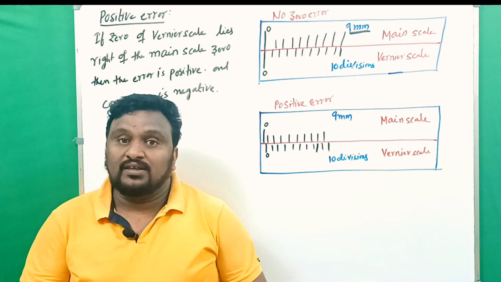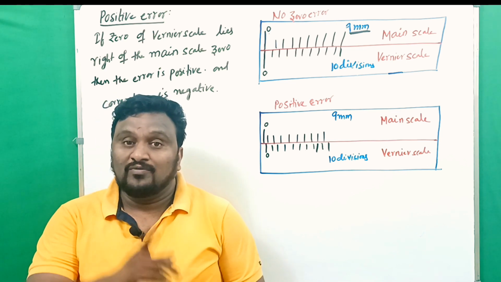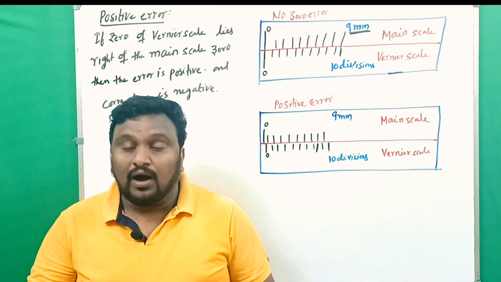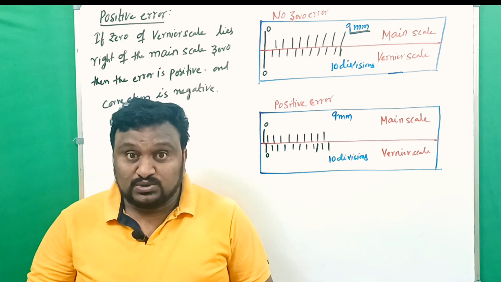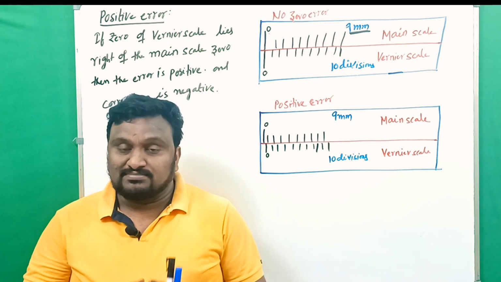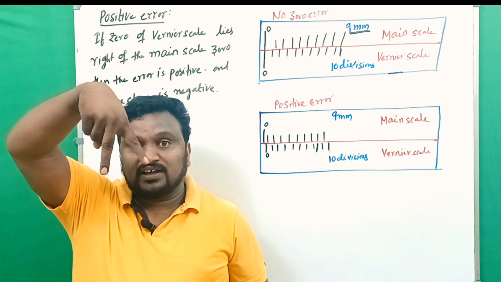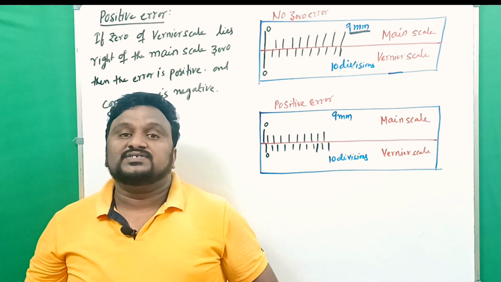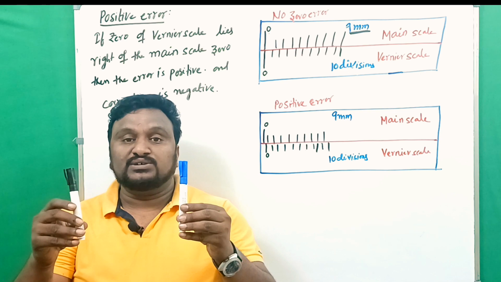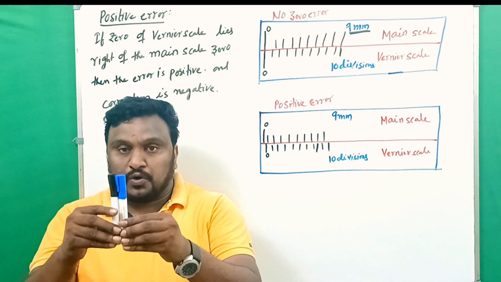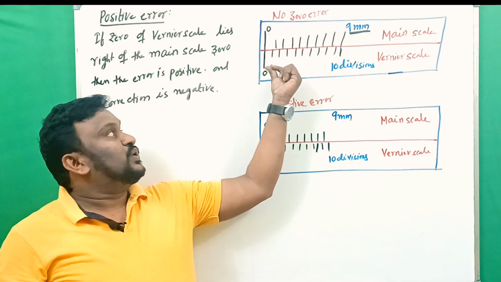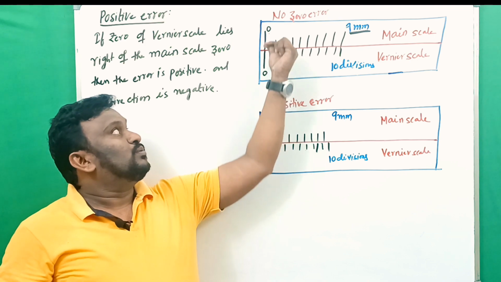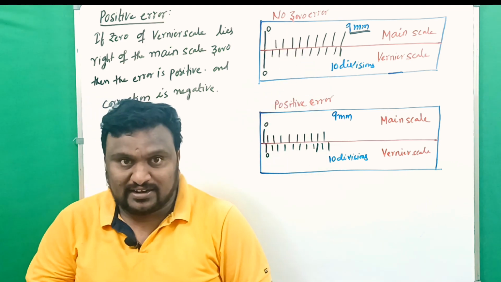Now let's discuss the positive error in the case of vernier calipers. Dear students, if there is no object between the two jaws, that means what? For example, these two are the external jaws. One jaw is the fixed one and this is the movable one. When these two jaws come in contact, if the zero division of the main scale and the vernier scale zero both coincide, then there is no zero error.